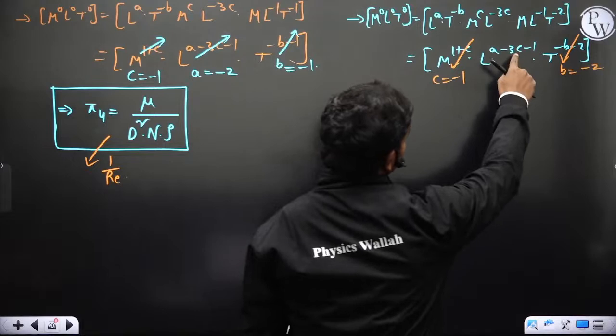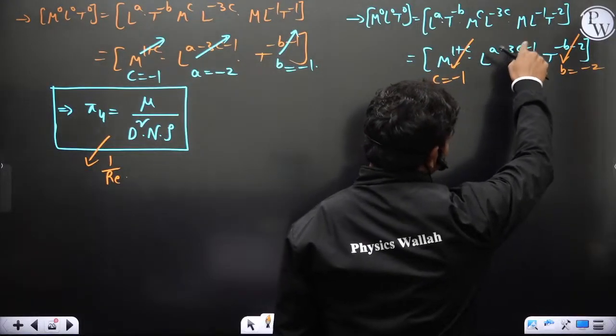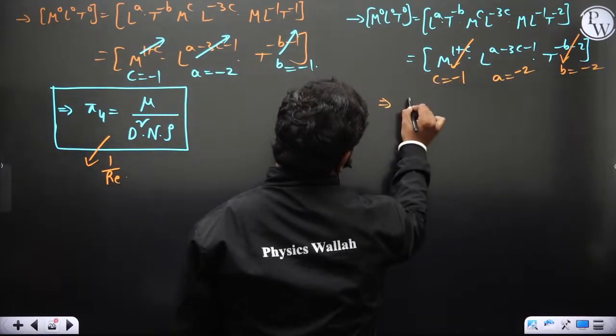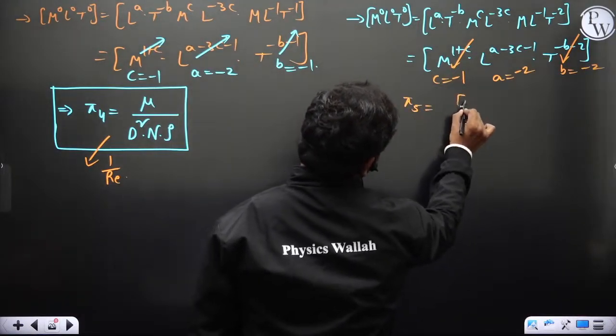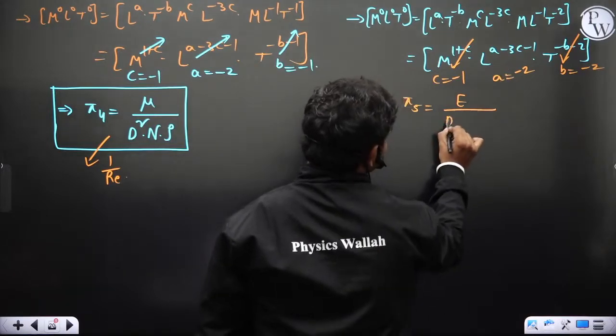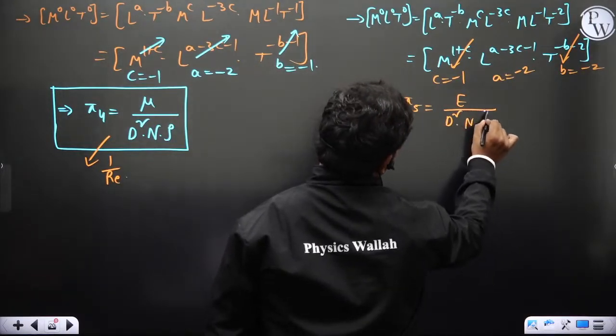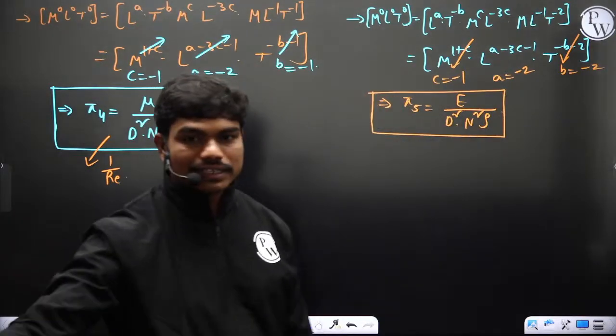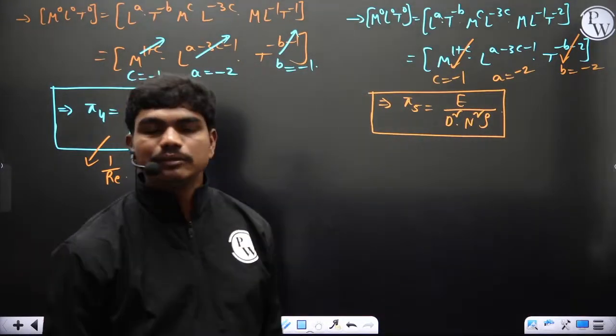So if you put C equal to minus 1 here, A plus 3 minus 1 equal to 0, so A equal to minus 2. So this implies pi 5 is equal to this bulk modulus divided by rho n square d square. So this is what you have here, okay. So this is the dimensionless term. So these are the 5 non-dimensional terms which you got here, okay.